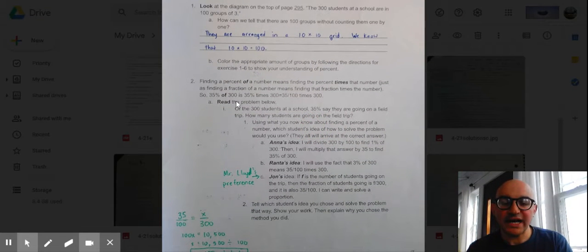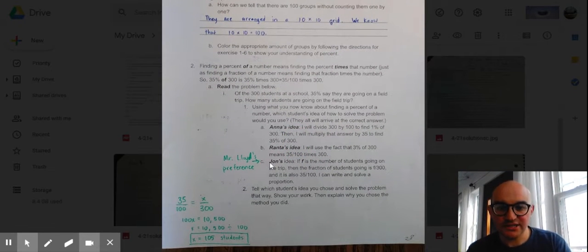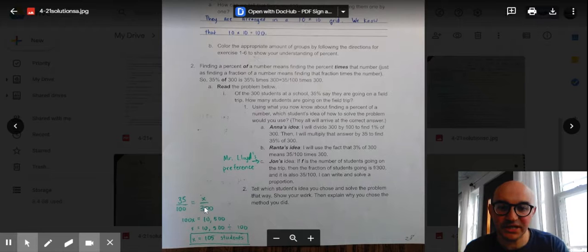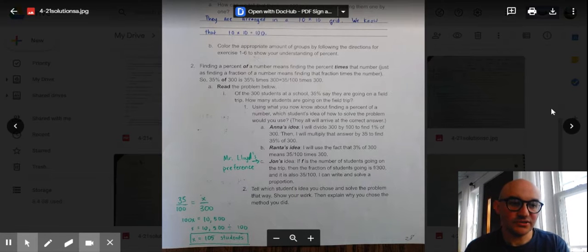Here, problem number 2 asked us to select one of these methods and solve the problem that way. And so I just selected part C. This is John's idea. This is the proportion method, which uses the cross multiplication skill. It's what I've really heavily emphasized this year. And so you can see my cross multiplication here: 35 over 100 equals x over 300. We're trying to figure out what 35% of 300 is, and as we work through, we find that 35% of 300 is 105. Okay, so pretty straightforward there.